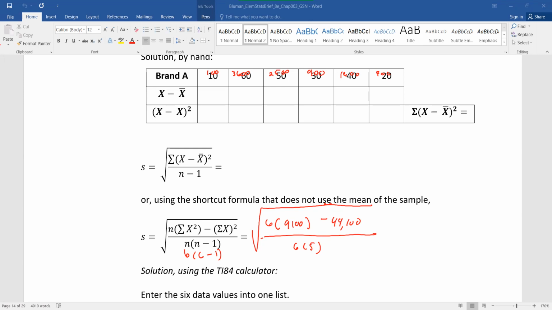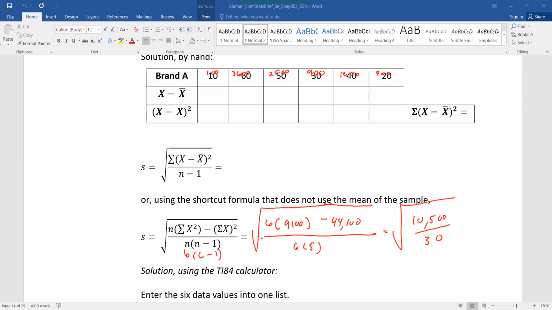minus 44,100. And so then I get 10,500 divided by 30. Then take that, divide that answer by 30. We get 350, which I'm pretty sure is what we got on the last one, right?